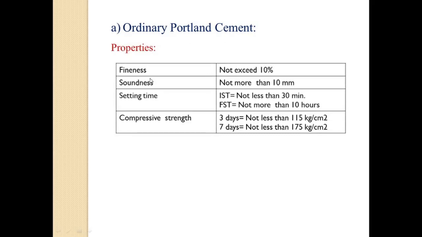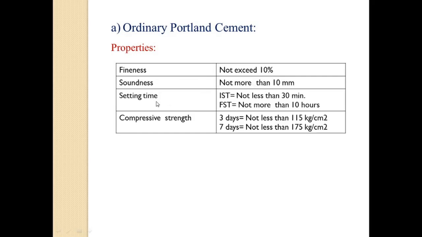Let us see. First, fineness. The residue of this ordinary Portland cement does not exceed 10%. We know the fineness of the cement should not be greater than 10% for ordinary Portland cement, when it is sieved through the IS sieve number 9, that is the 90 micron IS sieve. Next is the soundness of cement, that is the expansion of this cement should not be greater than 10 mm.